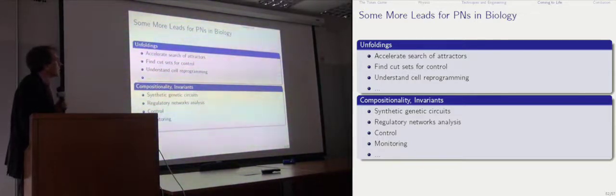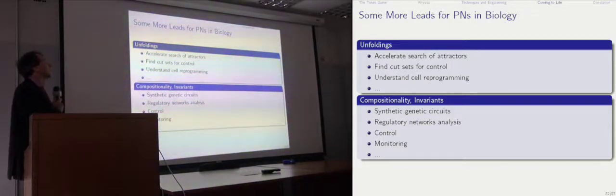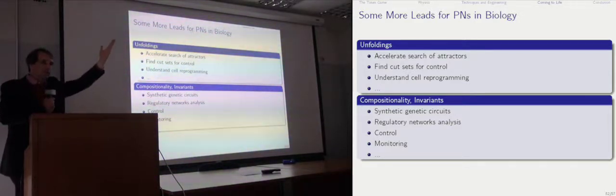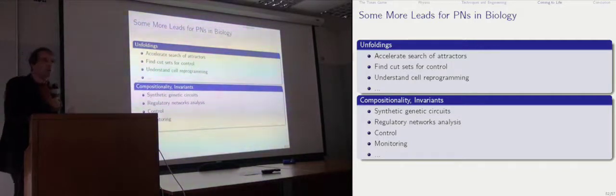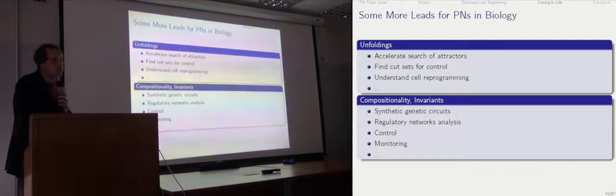So, just some leads of what Petri nets could be able to do in biology. Accelerate the search of attractors and find cut sets. Cut sets meaning sets of factors or events that are necessary in order to reach a certain part of the system. So that means identifying what is the factor that influences your health in a good or a bad fashion, or what would be the drug that helps against this mutation, etc. So if you know cut sets, you know a lot of how you can influence a biological network.